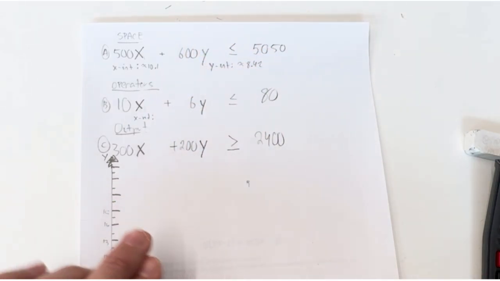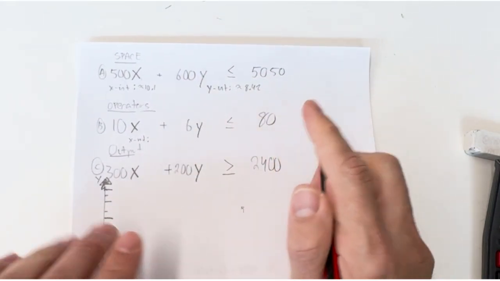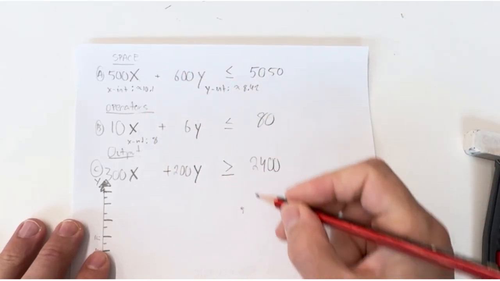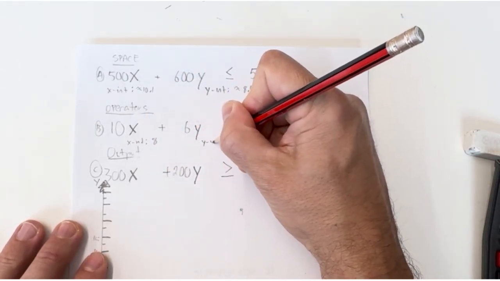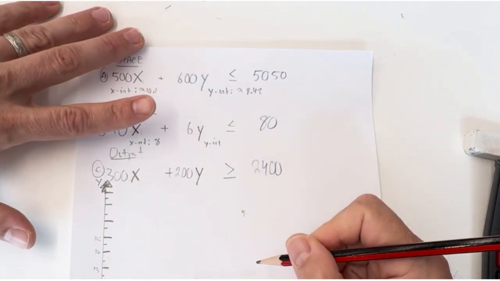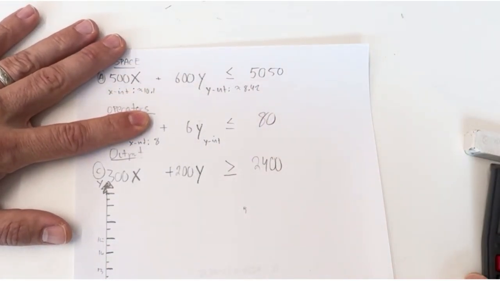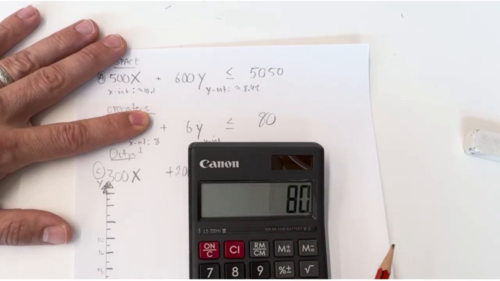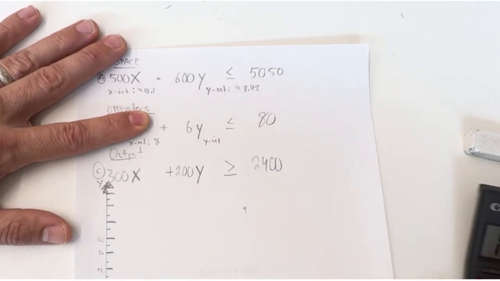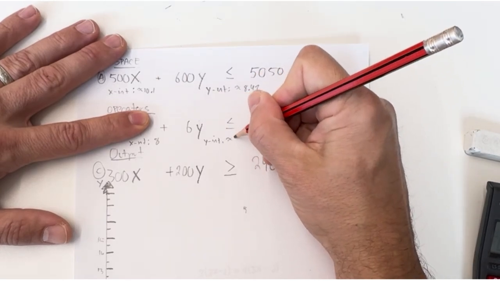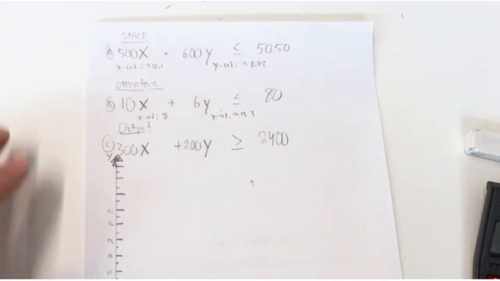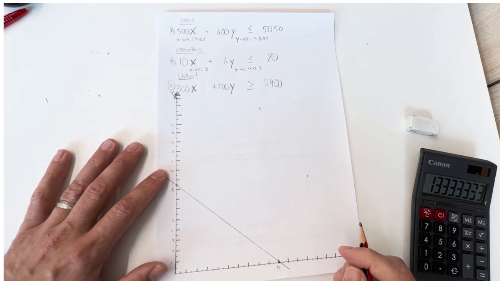All right. For equation B, my x-intercept, let's see here. Well, that's straightforward. It's going to be 8. And my y-intercept, 80 divided by 6, 13.3. So about 13.3. Okay, I'll quickly draw equation B.